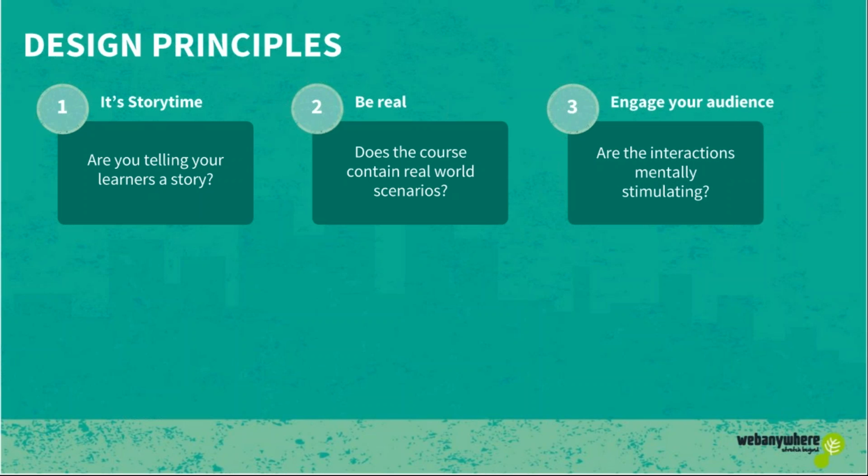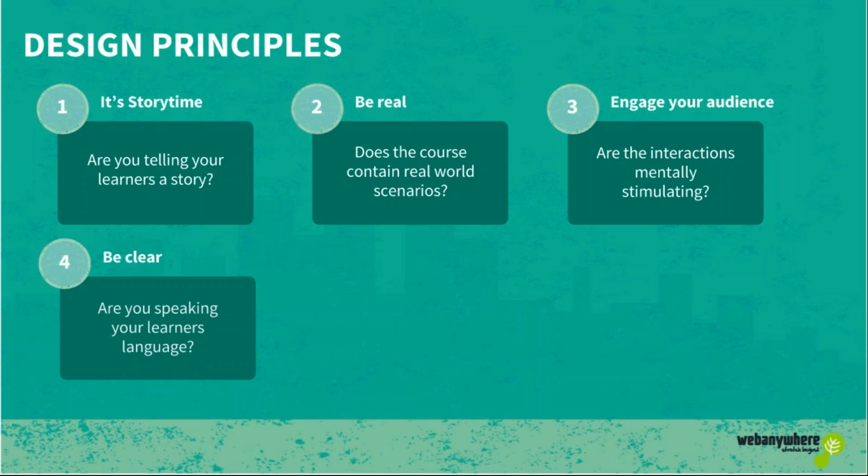Number 3, engage your audience. Are the interactions mentally stimulating? Do they serve a purpose? Do they match what's happening on screen? Try and avoid using interactions just for the sake of it. Effective interactivity, it makes the learners think, unlike a series of arbitrary clicks on the screen, which 40% of you are more than familiar with. Make sure that the training is interactive by presenting the learners with opportunities to explore the page, to explore their activity, as opposed to giving them one path to move through.